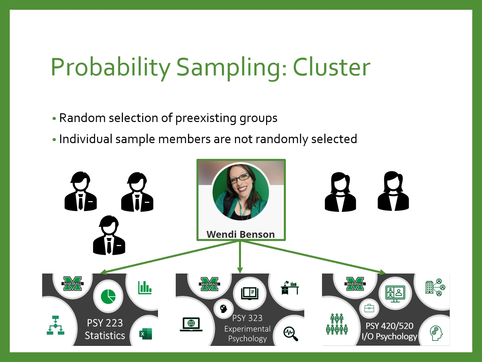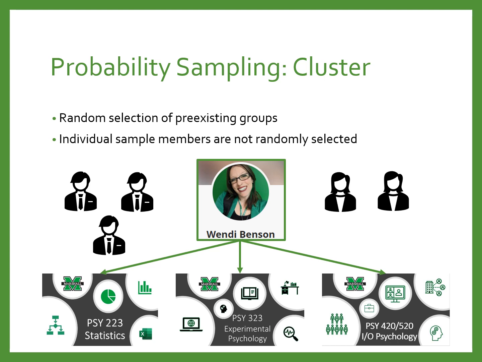So while the professors were randomly selected, right, half male, half female, the real sample here isn't the professors. The real sample is the students. And the students are in clusters or pre-existing groups and are not randomly selected individually. But there's still a computable probability that your class, your cluster, would be selected. So it's still a probability sample.